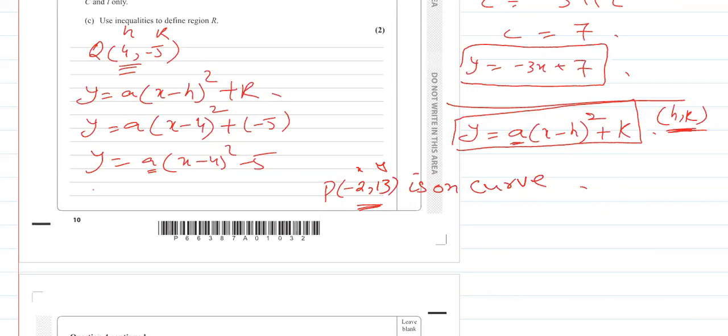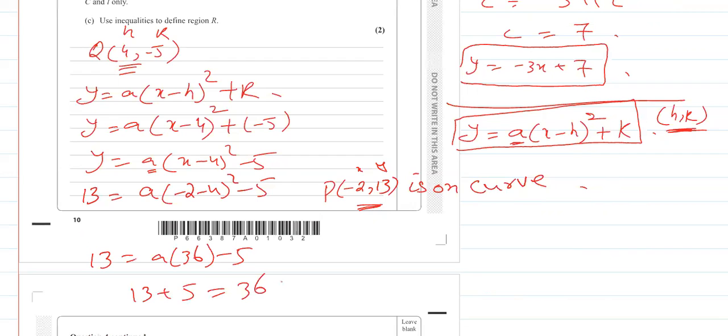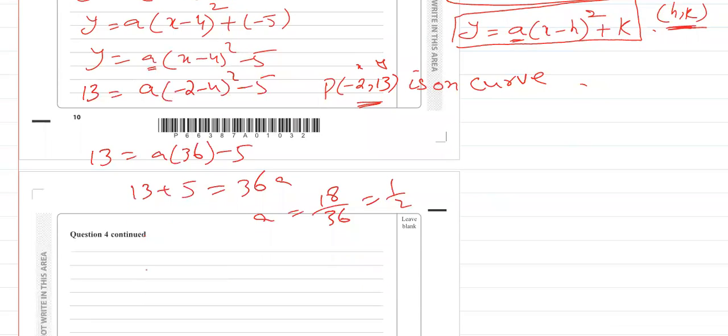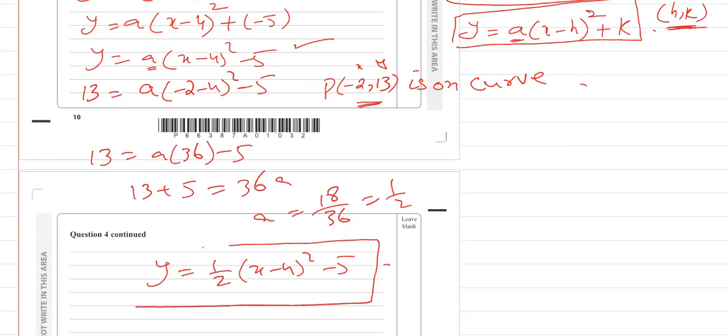So you will have 13 equals a into (-2 minus 4) squared minus 5. So I will have 13 is equal to a into 36 minus 5. 5 will go to the other side: 13 plus 5 equals 36a. So I will have a equal to 18 over 36, which is 1 over 2. Finally, putting a equal to 1 over 2 here, I get y is equal to 1 over 2 into (x minus 4) squared minus 5. So this is my required quadratic equation.